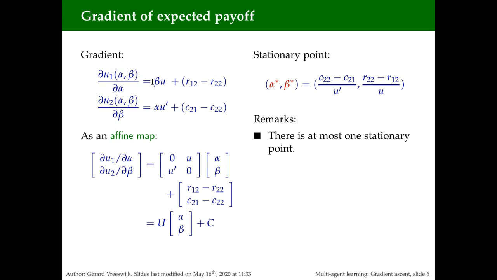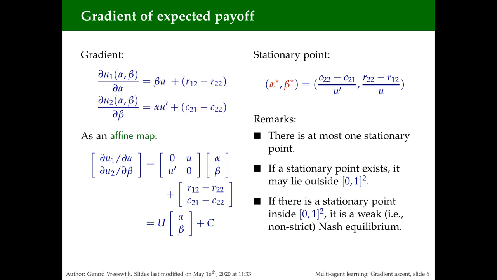As you can see, because two linear equations only give one solution, there is at most one stationary point. Well, there is always one stationary point, but it may lie outside the unit square. No, there is at most one, because sometimes a stationary point does not exist, because this set of equations does not have solutions. But if it exists, it may lie outside the unit square. And if it's inside the unit square, it is necessarily a weak Nash equilibrium.